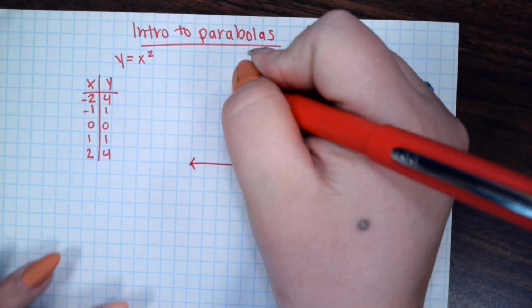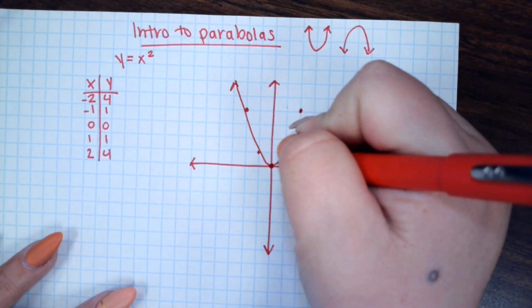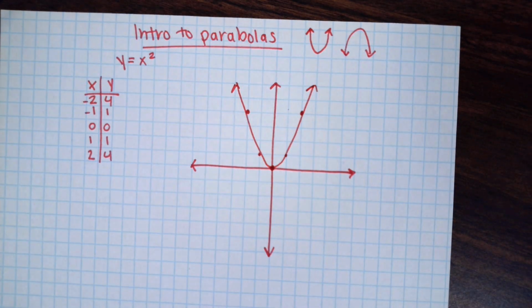Now let's connect the dots. So that is our graph of y equals x squared, and we call this a parabola. All right, let's graph another one.